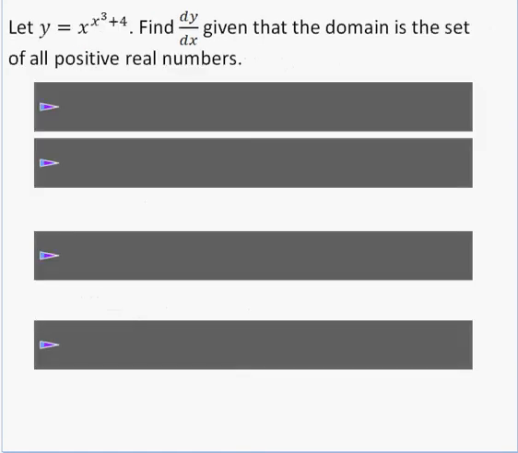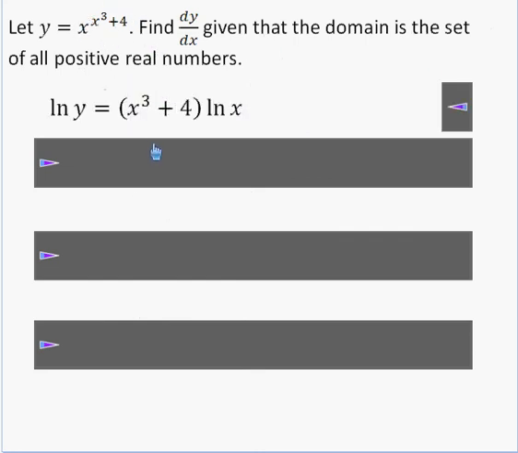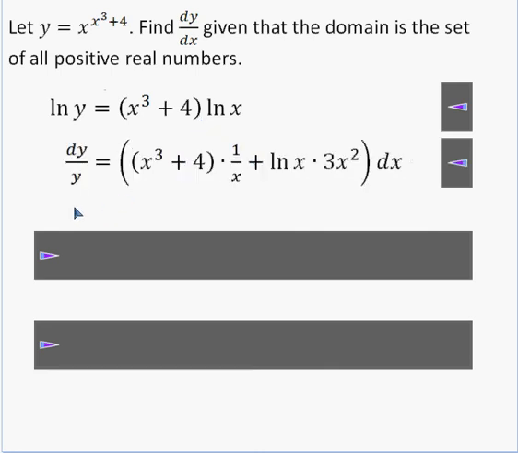Our last example, similar to the last one, except that we have a function here in the exponent. So we're going to go ahead and take the natural log of both sides, bringing our power out front using the power rule. And again, we have a product rule. On the left, dy over y. On the right, we have first times the derivative of the second, which is 1 over x, plus the second times the derivative of the first.